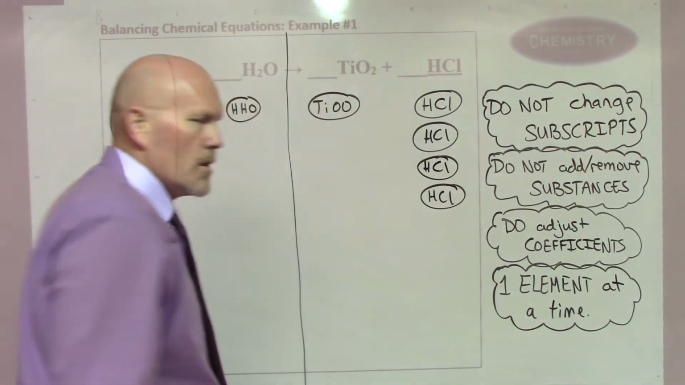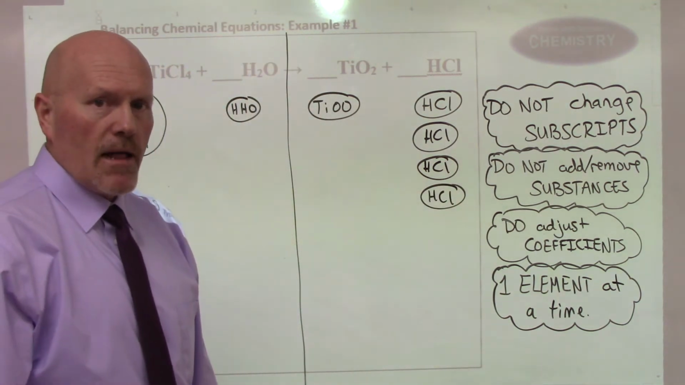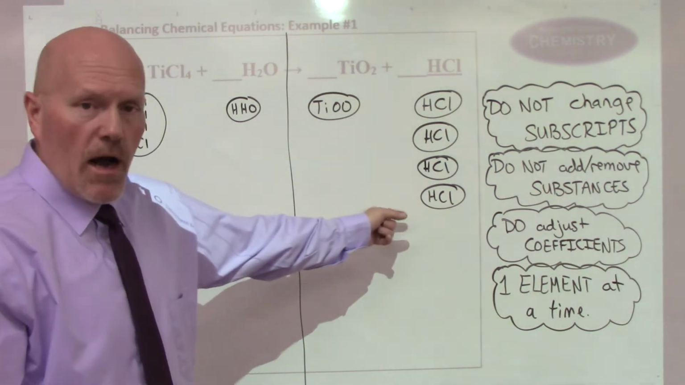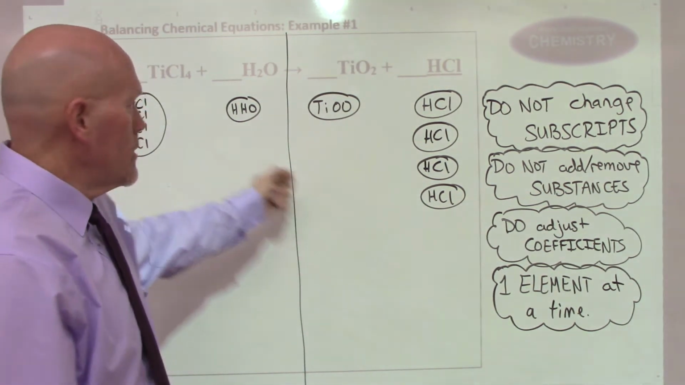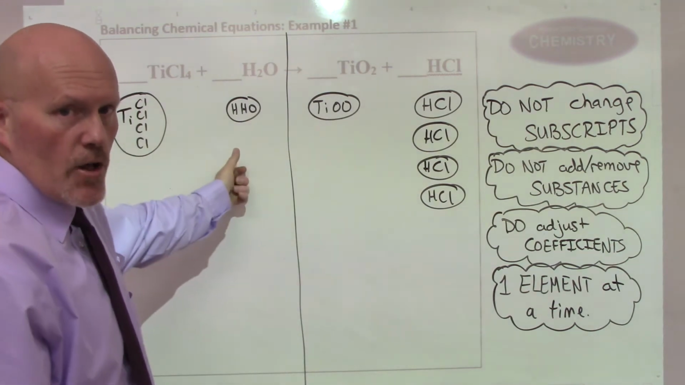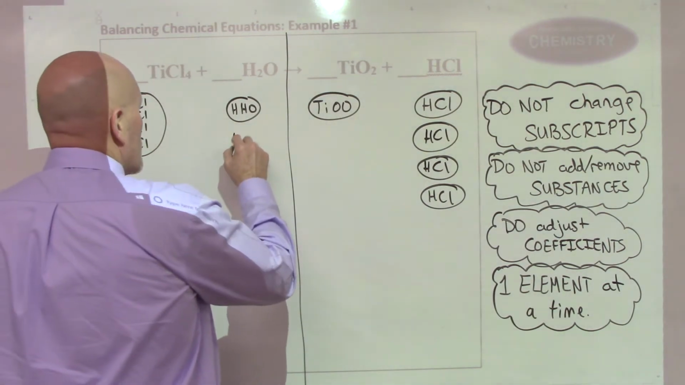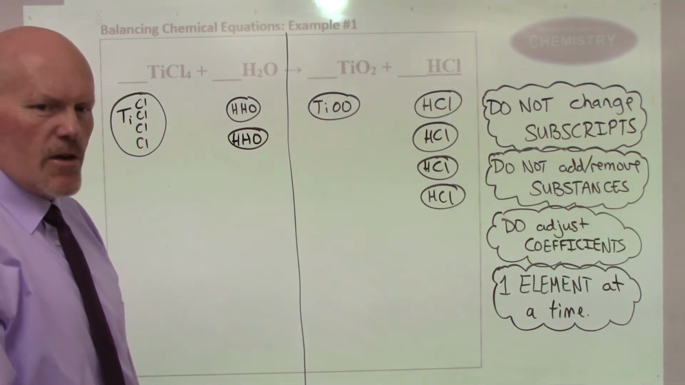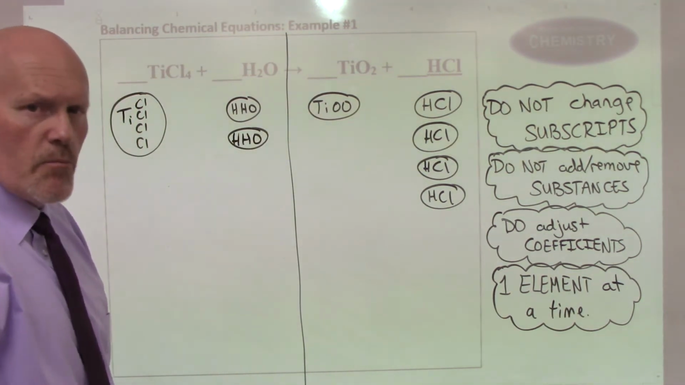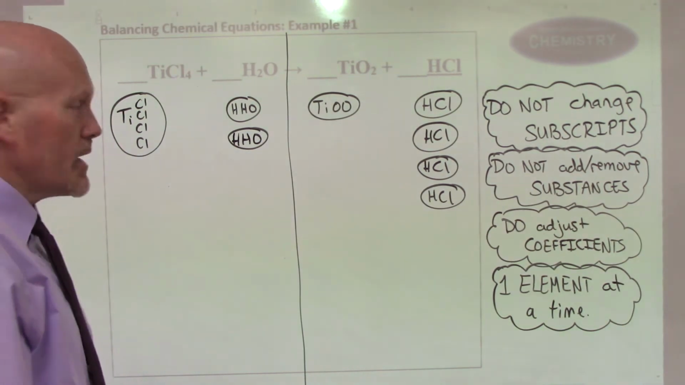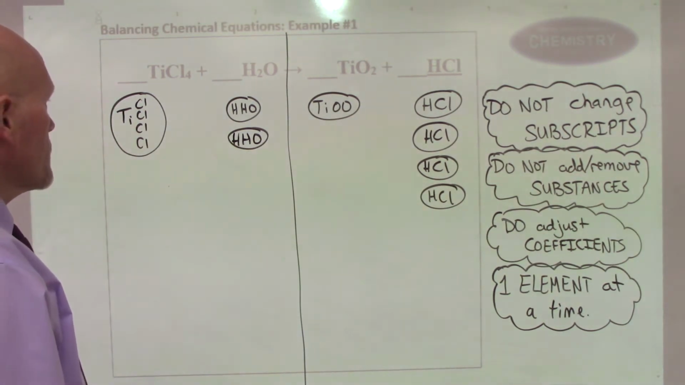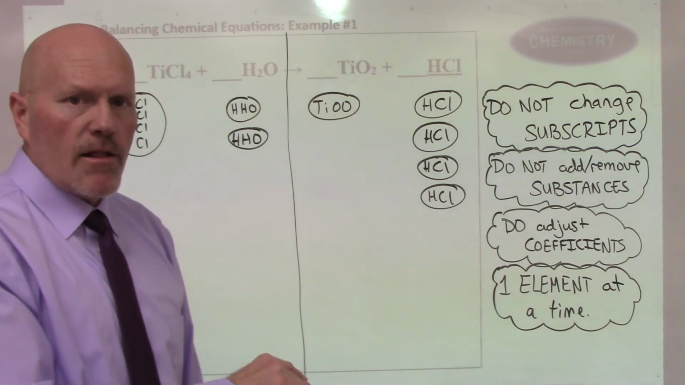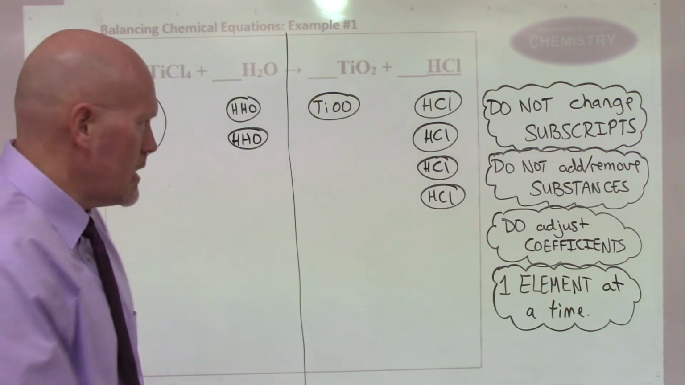Now my chlorines are in balance, again staying with one element at a time, but my hydrogen is not. So I have 4 here, 2 here. I'm going to add another water molecule. So now as I look at this, it looks like I'm balanced. So let me just give it another visual check. It appears to be balanced, so now I'm going to do a little tally at the bottom to check that more specifically.